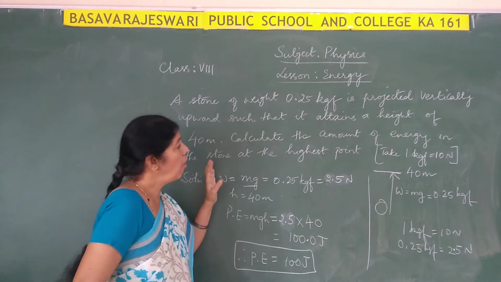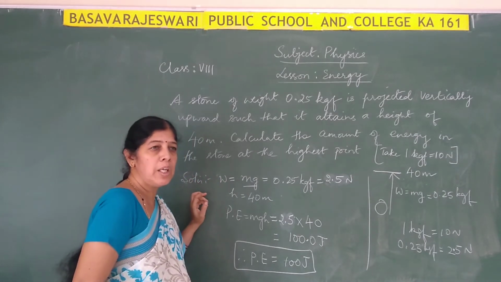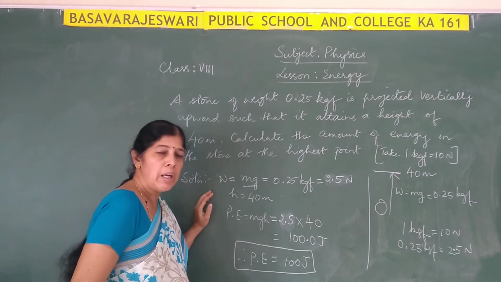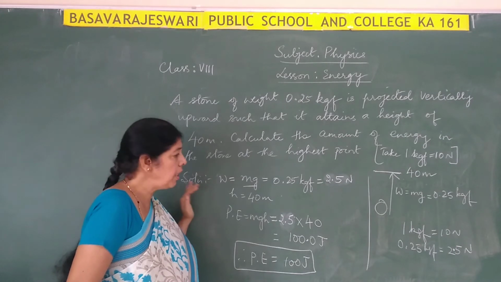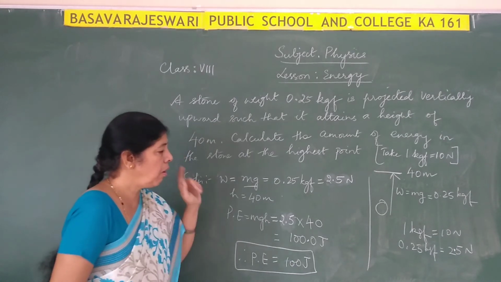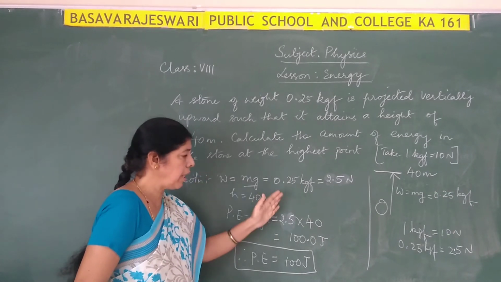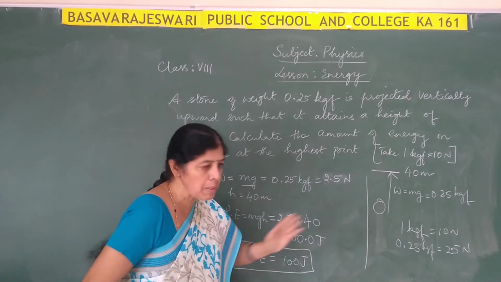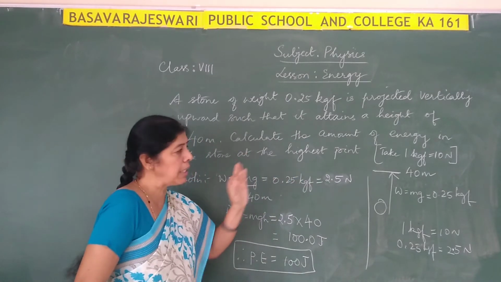So remember, on what factors will potential energy depend? Potential energy depends on the weight of the body and also the height at which the body is located from the center of the earth. And always, while you are solving problems, take care to write the correct units, and conversions must also be done. Here the weight is given in kgf.